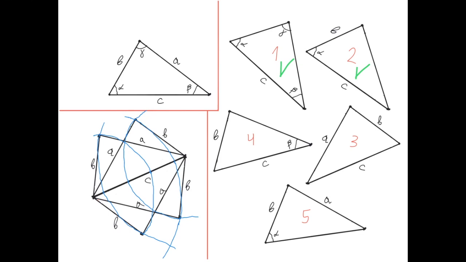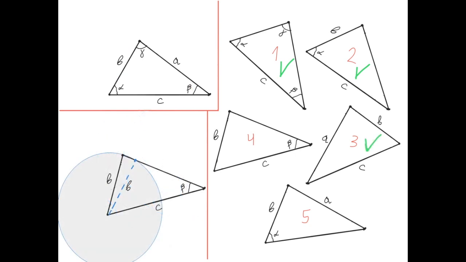And hence, all the four triangles in this picture are congruent to one another, meaning that there exists a unique triangle with side lengths A, B, and C, which means that this here is this unique triangle, meaning that all these four triangles are congruent to this triangle. Now let's take a look at triangle 4.